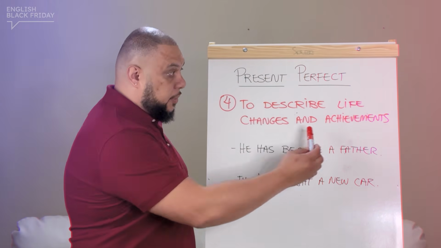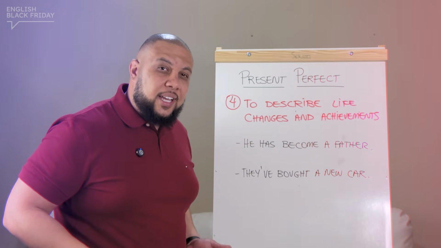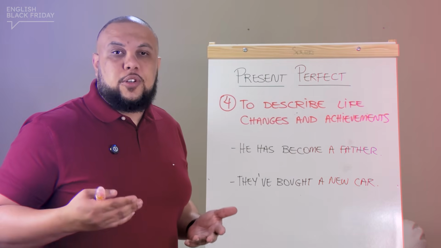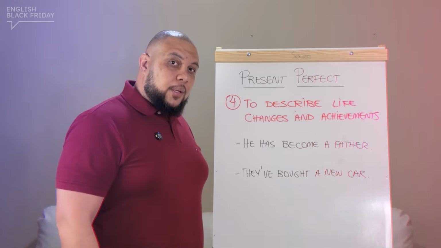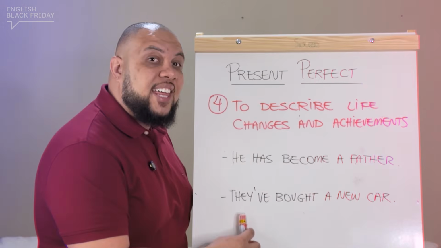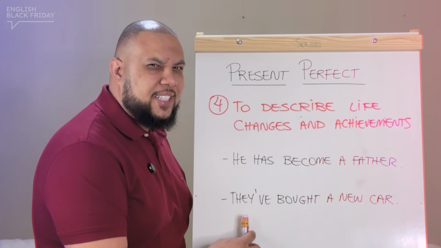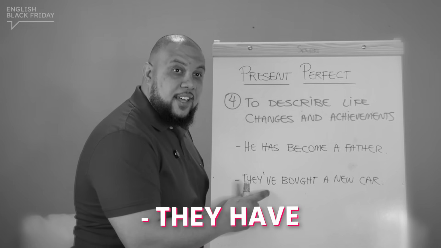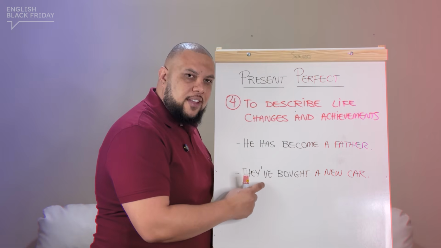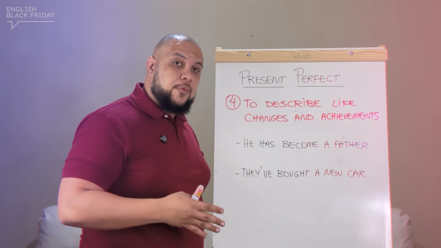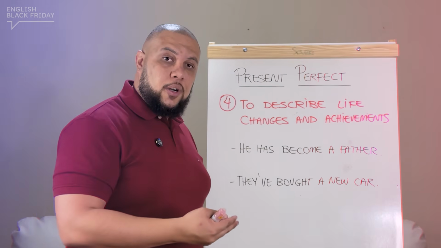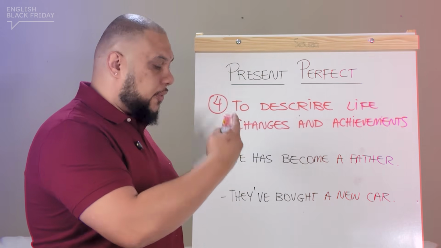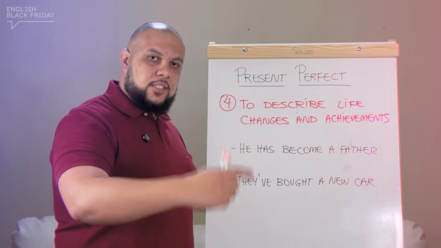But we can also talk about achievements. Things that you buy, things that you do, and you have achieved something in your life. For example, I'm going to talk about my friend and his wife. They've. Look at this. They've. Which is short for, baby? They have. Very good. They've bought a new car. They have bought a new car. So this is an achievement for this couple. So we use present perfect for that.